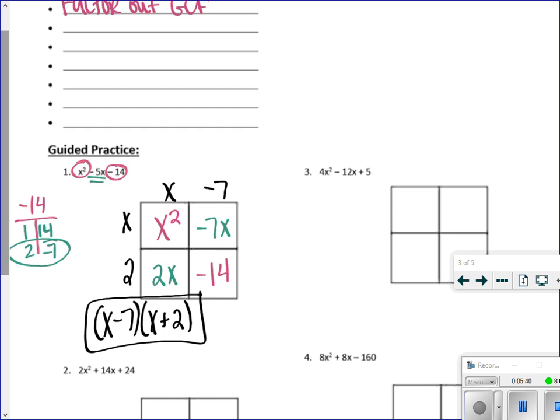For what goes in the boxes, it doesn't matter which one goes where. So you could have put the 2 and the negative 7 in a different place. It'd be fine.